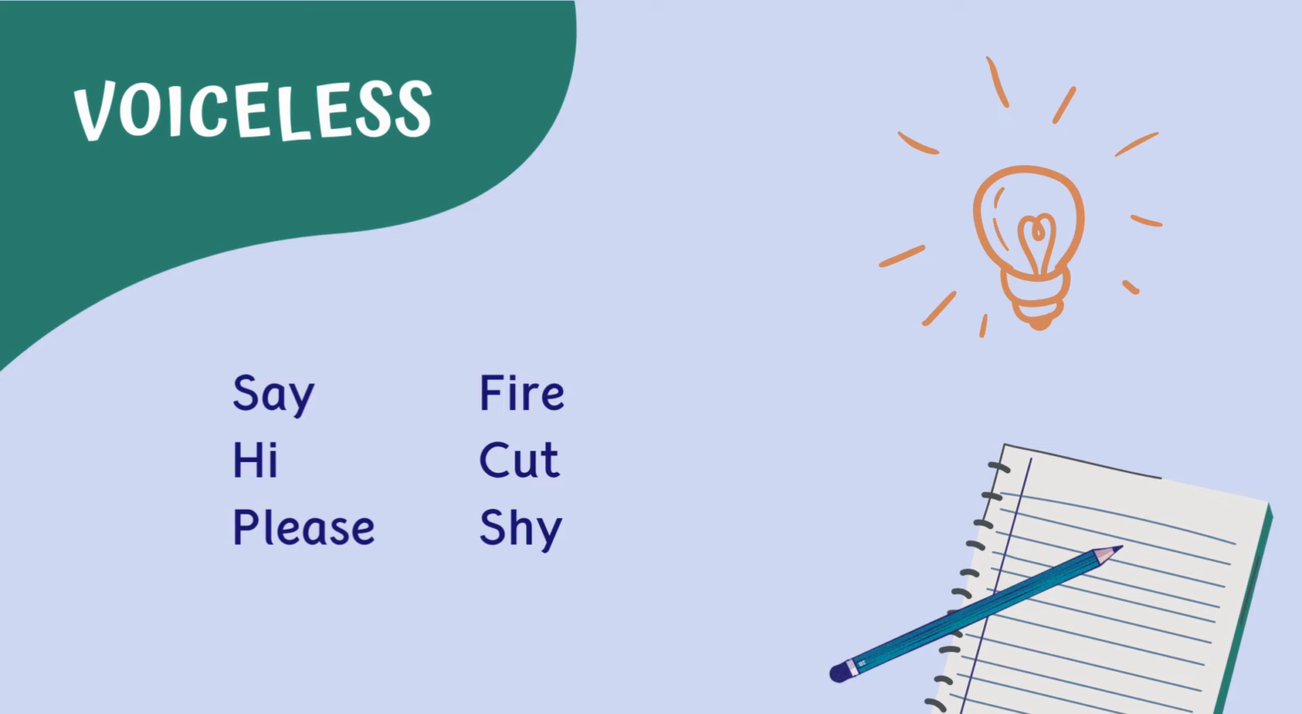Here are some words to practice together. The first sound in every word is voiceless. Try after me. Say, hi, please, fire, cut, shy. Try again and pay attention to the first sound. Remember, these are voiceless or unvoiced.